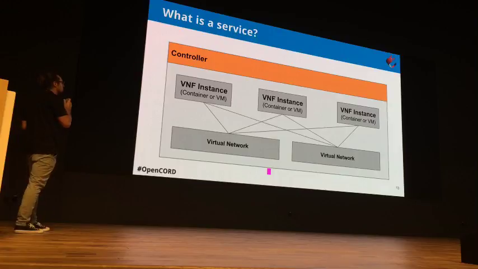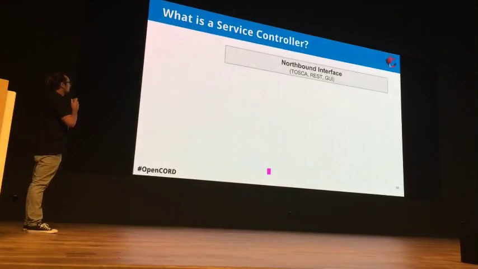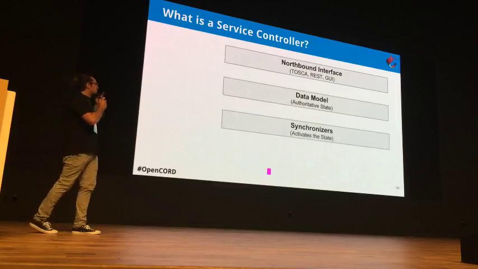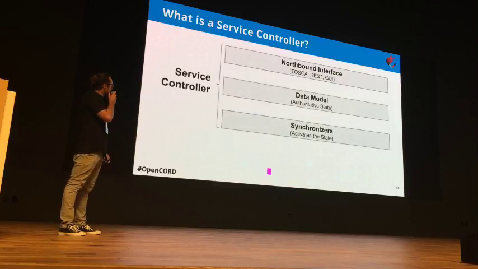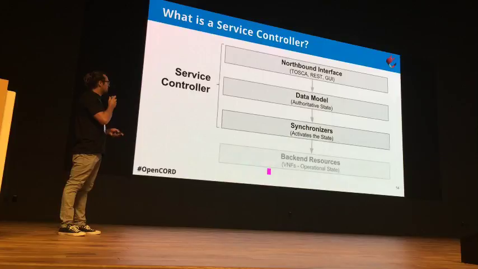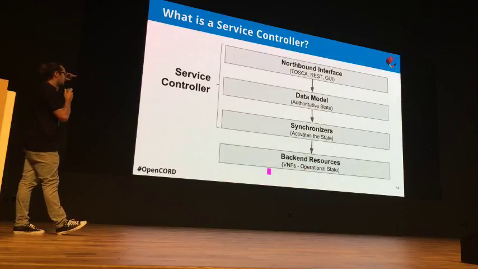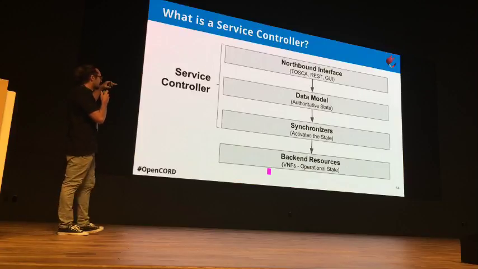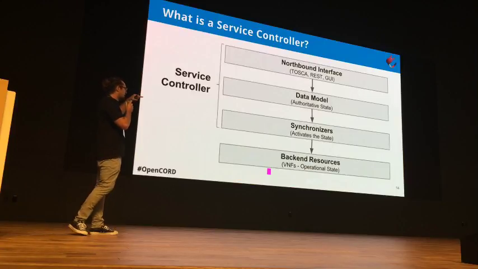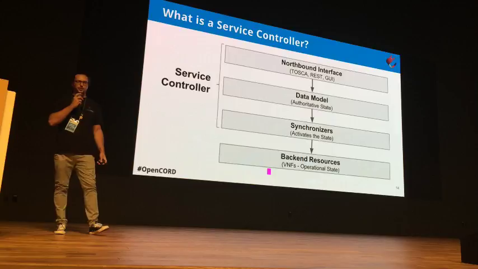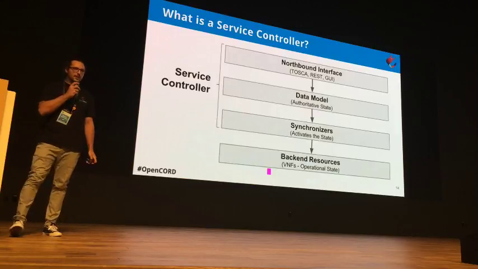Let's go a little bit deeper and see what this controller is. Starting from the top, we expose the interfaces. We change them, we push the state to our authoritative state in the data model, and the synchronizer activates these states in the backend. The backend is what is going to give the functionalities to the subscriber.